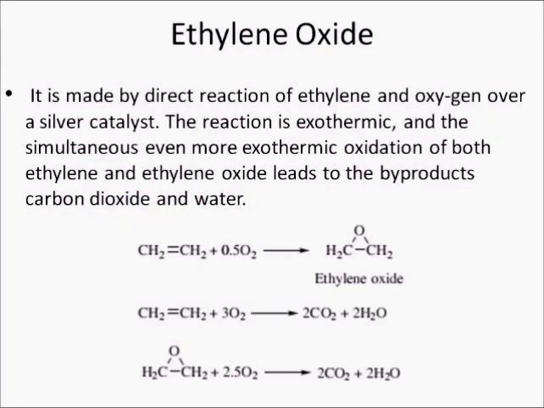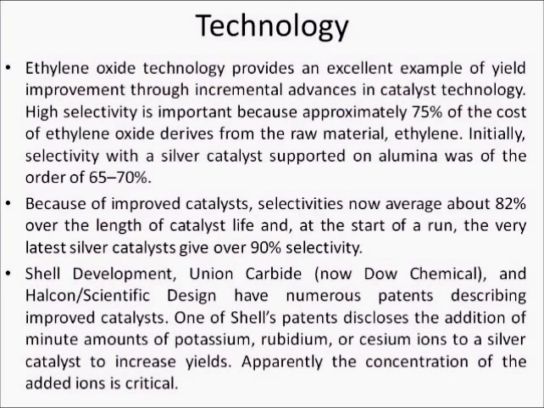It is synthesized by direct reaction of ethylene with oxygen over a silver catalyst. More oxidation of ethylene and ethylene oxide yields carbon dioxide and water as byproducts. Due to advances in catalyst technology, there has been an increase in the yield of ethylene oxide. It is important to have high selectivity for ethylene oxide formation to cover up for the raw material cost of ethylene. Initially, selectivity was 65 to 70%.